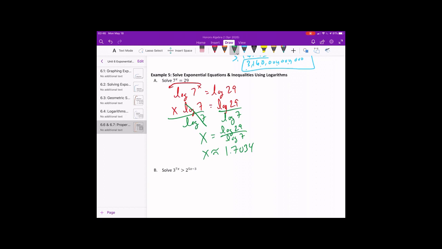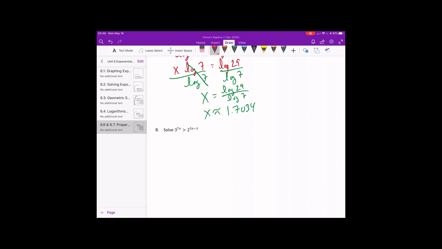We have a second method that we'll talk about once we get through change of base here with the example 6. All right, let's look at example B. Solving 3 to the 7x is greater than 2 to the 5x minus 3. And so we're going to use the same idea here. We're going to take log of 3 to the 7x is greater than log of 2 to the 5x minus 3. And so the powers are going to come down. And make sure that you put these in parentheses here. This will be important for our next step.